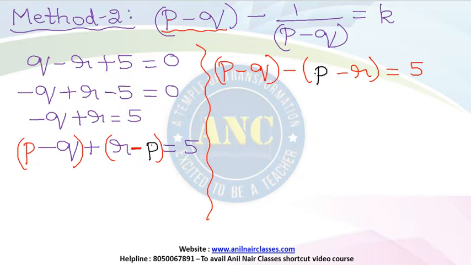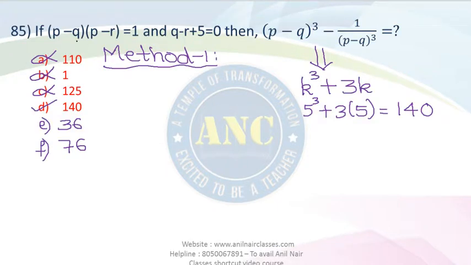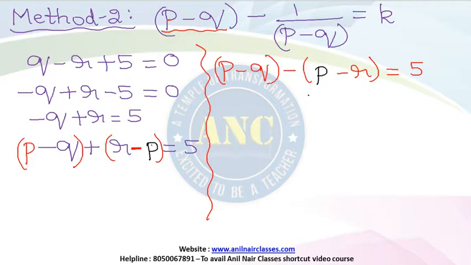I hope you are understanding right now. P minus q minus of p minus r equal to 5. But one beautiful extra condition they have given in the question. That condition says p minus q into p minus r equal to 1. That means p minus q can be written as 1 divided by p minus r, or p minus r can be written as 1 divided by p minus q. That means this p minus r I will write as 1 divided by p minus q. The other things in the equation, I will just write exactly as it is.